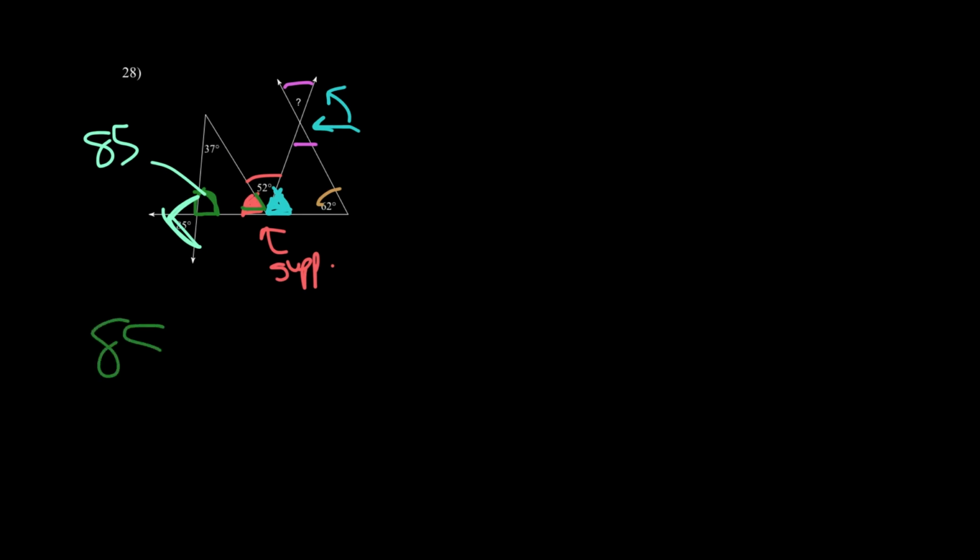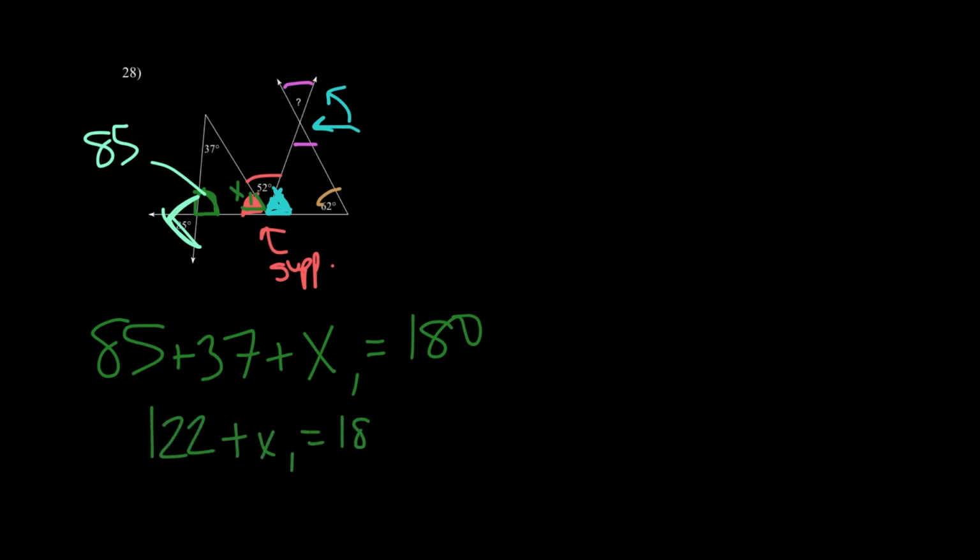So I know 85 plus 37 plus, we'll call this x1, equals 180. So 85 plus 37 is 122 plus x1 equals 180. Subtract my 122. And so I get 58 degrees for x1. And so I know that x1 is 58. This diagram's going to get really busy. I apologize. But now I can solve for the second step.